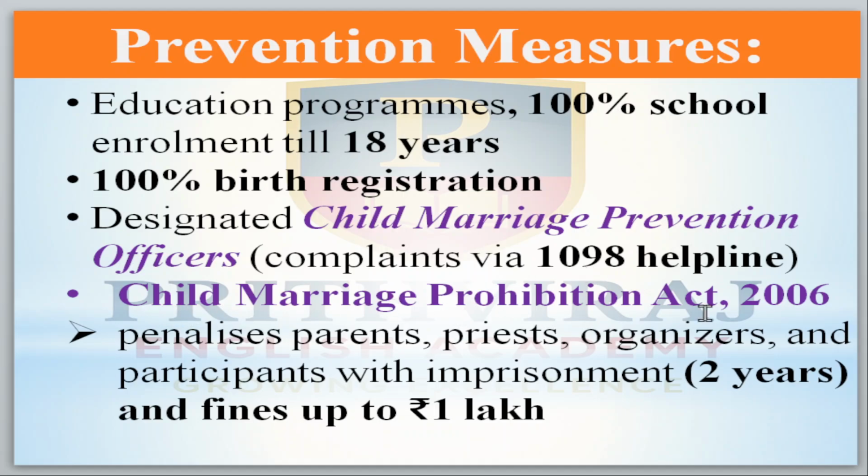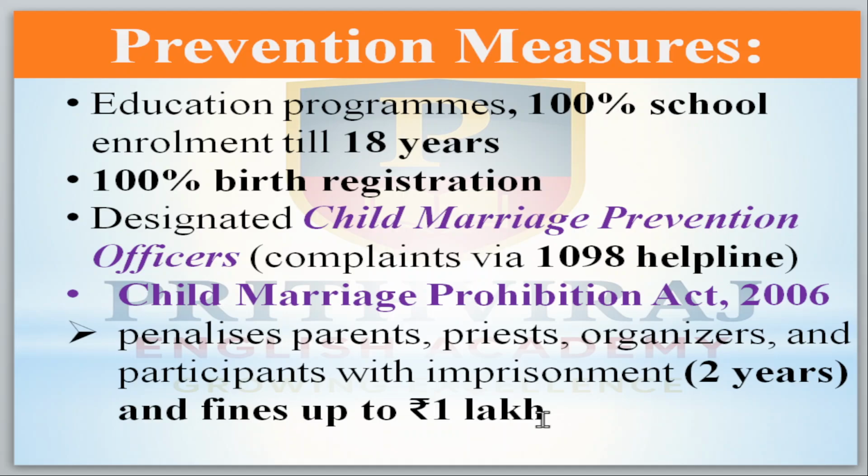Okay, Child Marriage Prohibition Act of 2006 penalizes parents. According to this Act, a penalty will be paid by the parents, priests, organizers and the participants, with imprisonment of 2 years and fines up to 1 lakh rupees, according to the Child Marriage Prohibition Act of 2006.